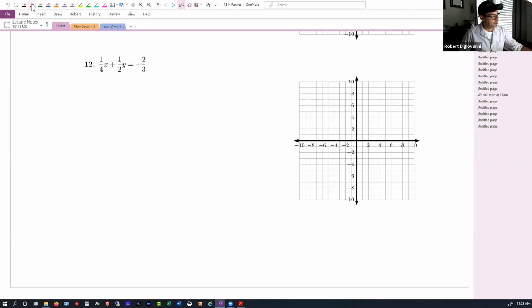Okay, so the first thing I'm going to do is get the y by itself. So I'm going to subtract 1/4 x on both sides. And that'll just have the effect of killing it off on the left. I'll still have 1/2 y equals, now on the right side, negative 1/4 x, and then minus 2/3.